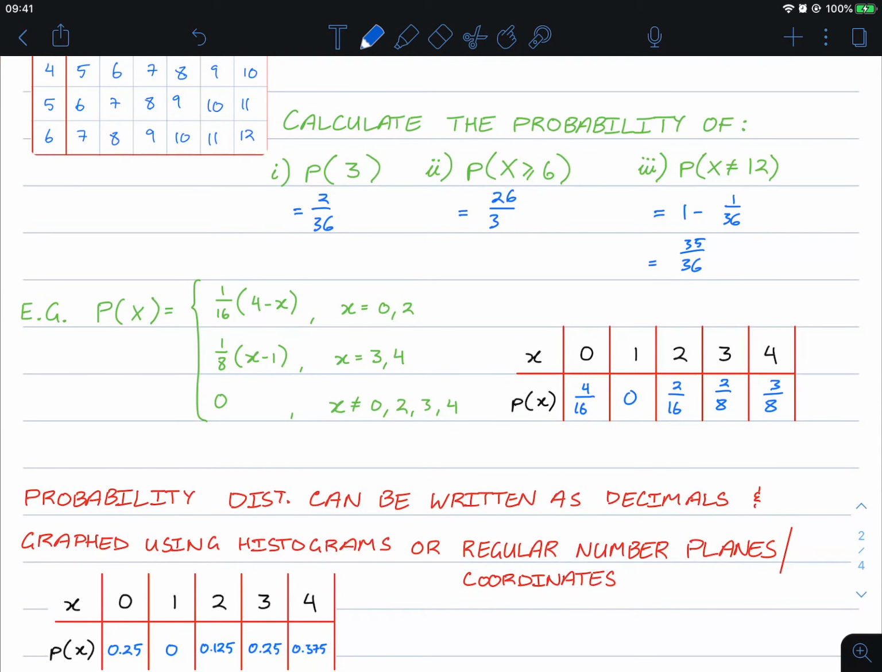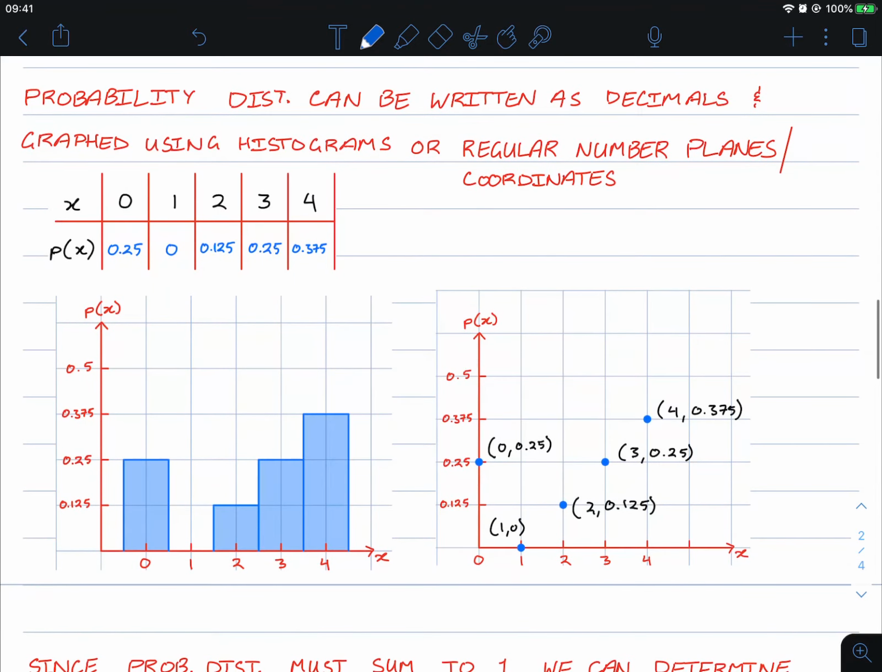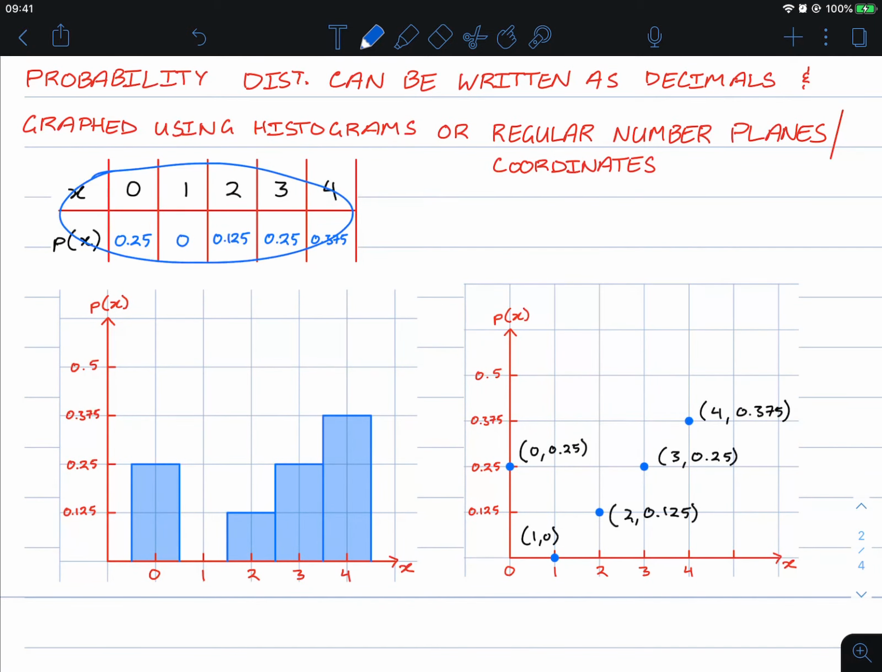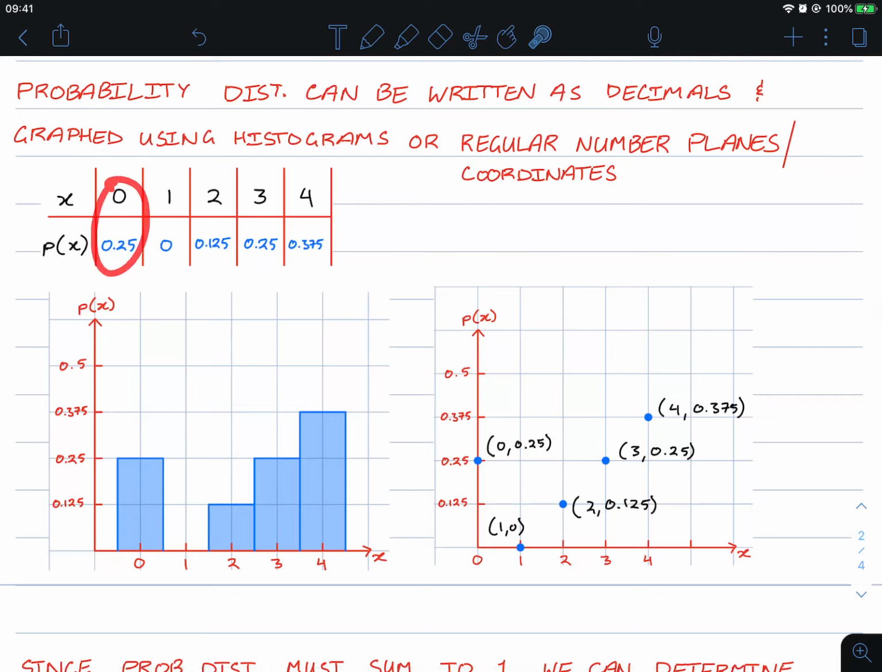These probability distributions can be written as decimals and graphed using histograms or regular number planes and coordinates. So here it is using decimals. I've drawn it here using a histogram. Or you could just plot each individual point as you would a coordinate on a number plane. So 0, 0.25, there's the point, the coordinate there.